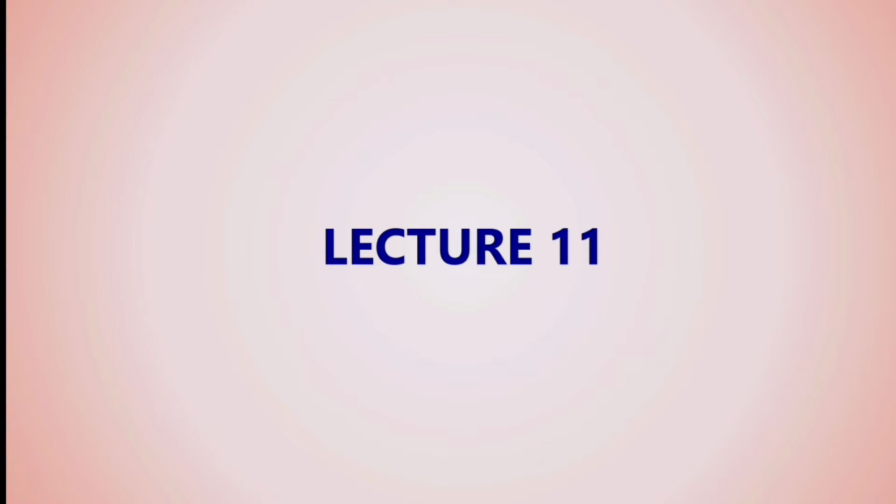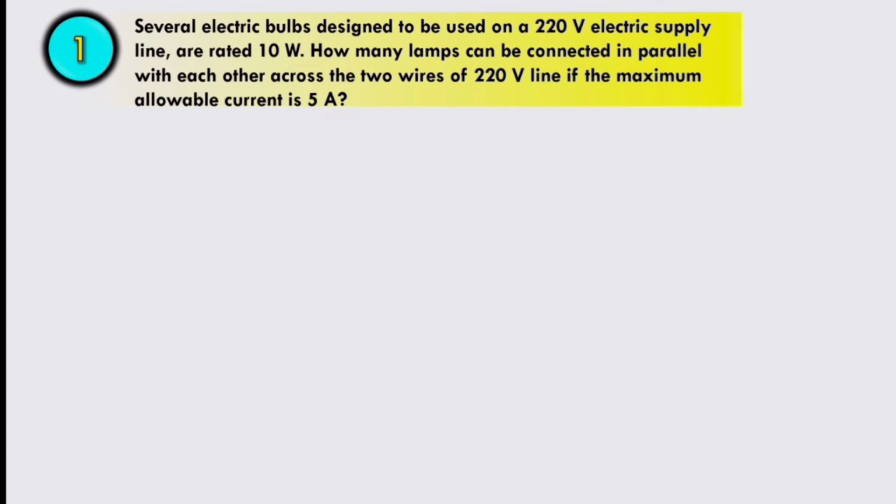Okay, now let's start. See question number 1. Several electric bulbs designed to be used on a 220-volt electric supply line are rated 10 watt. How many lamps can be connected in parallel with each other across the two wires of the 220-volt line if the maximum allowable current is 5 ampere?